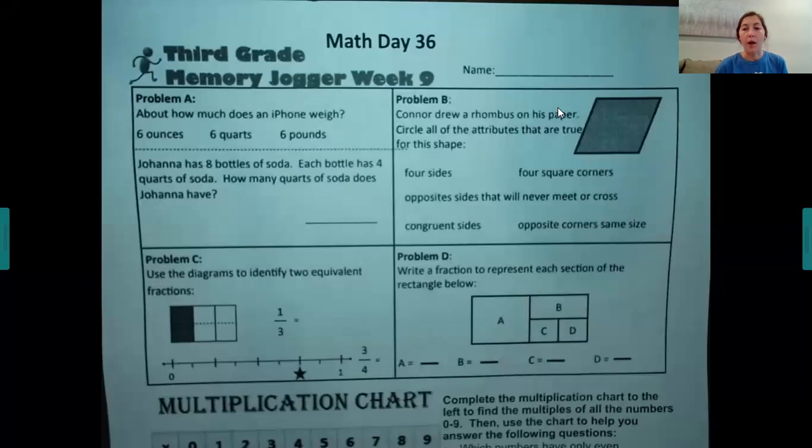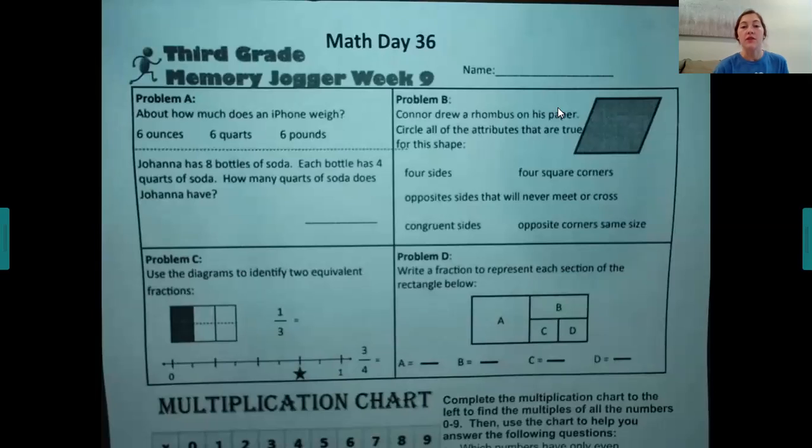It's going to say at the top, math day 36, and so we're going to look at problem A. So problem A says, how much does an iPhone weigh? 6 ounces, 6 quarts, or 6 pounds? So I know this problem is trying to deal with measurement. I'm measuring how much this iPhone weighs.